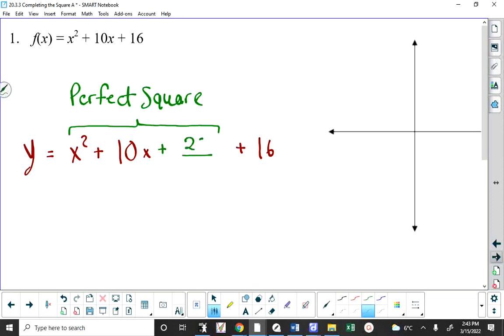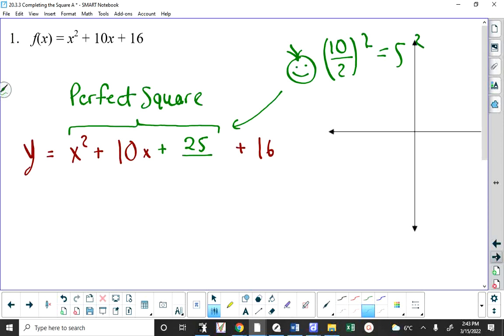And I'm going to write something on the board that I'm only going to write once or twice. We are taking 10, dividing it by 2, and squaring it. So we're getting 5 squared, which is 25. I'm not going to write that every time. If it's a written response, you should write it.